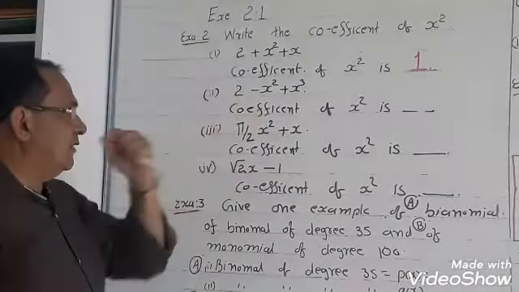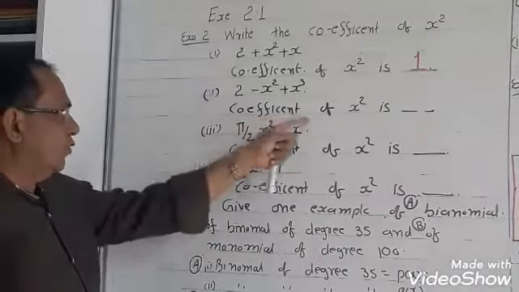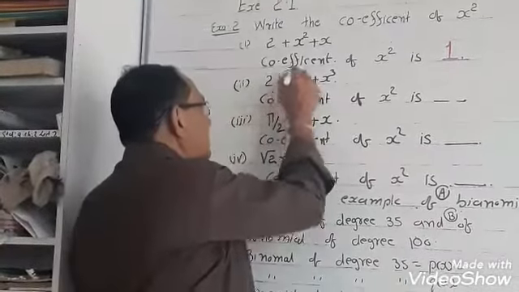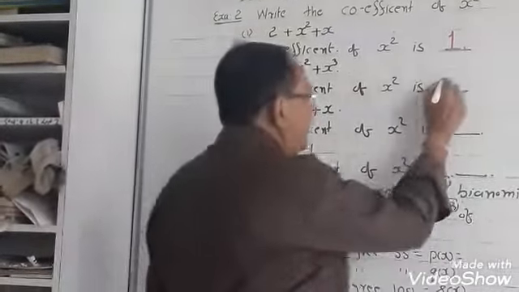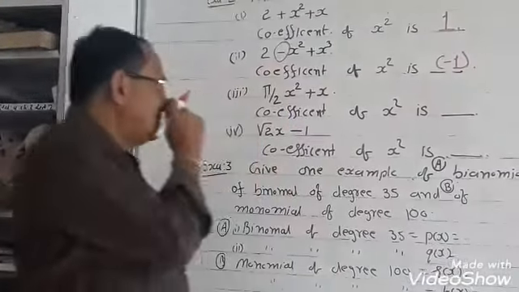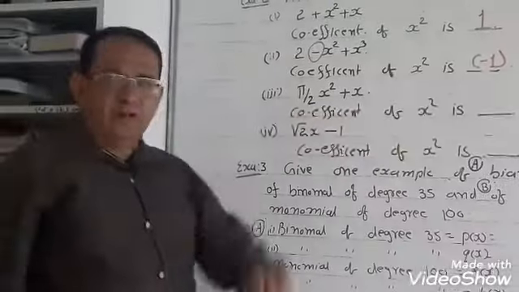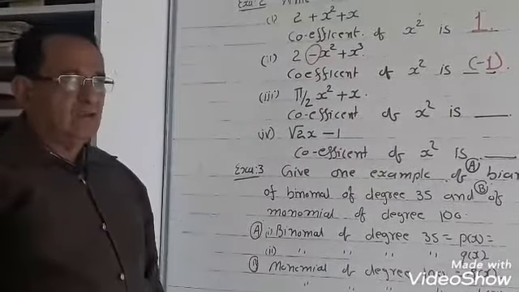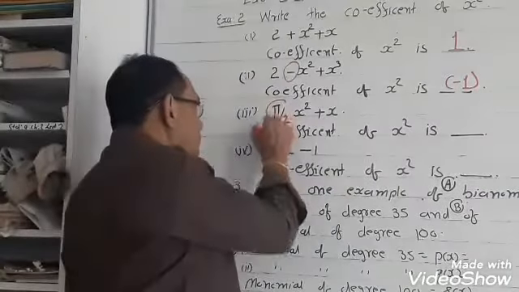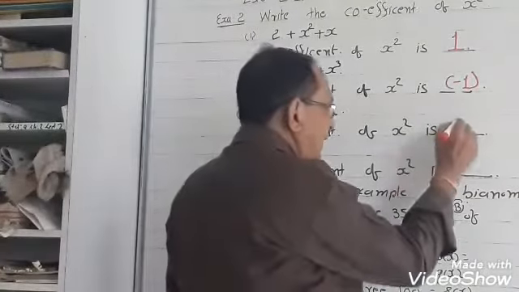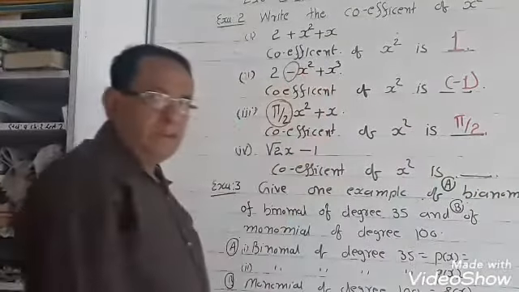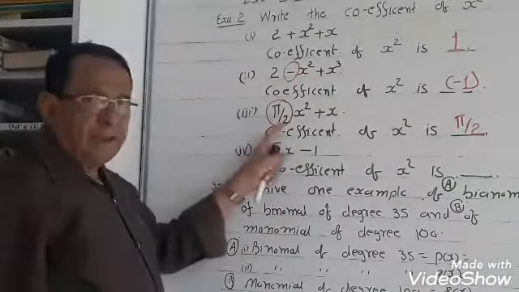Example number 2. 2 minus x square plus x cube. Coefficient of x square is equal to, what is written here? Minus 1. Very easy. Now, coefficient of x square. What is the coefficient of x square? Pi by 2. With x square, which constant is multiplied? Pi by 2.